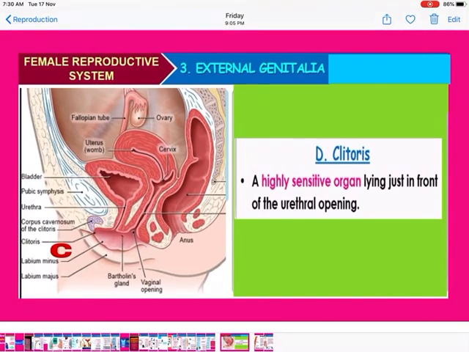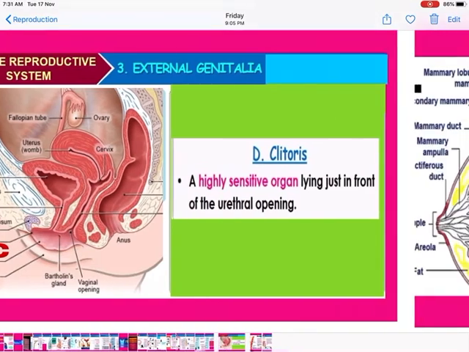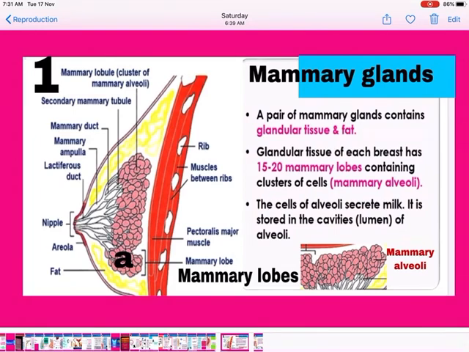Clitoris, a highly sensitive organ lying just in front of urethral opening. See the diagram and the labeling. Clitoris. Come to the mammary glands. A pair of mammary glands contain glandular tissue and fat. Glandular tissue of each breast has 15 to 20 mammary lobes. They are shown in the figure.